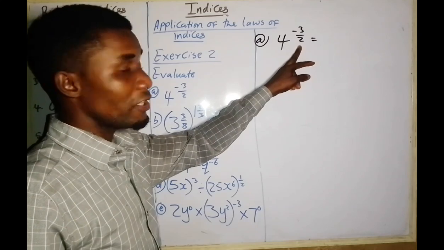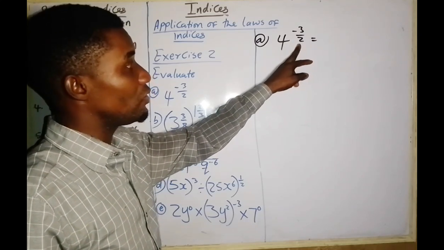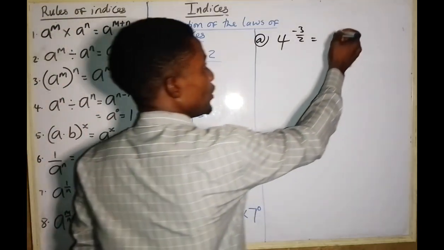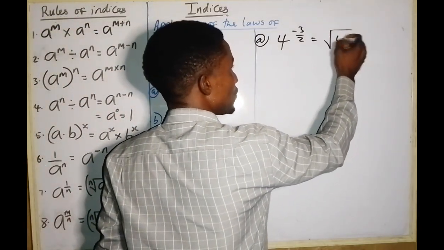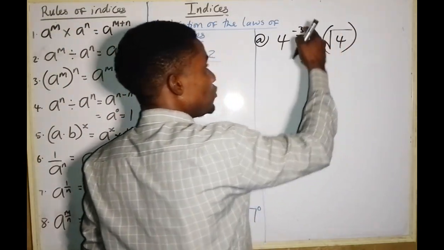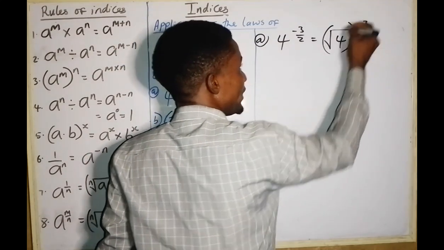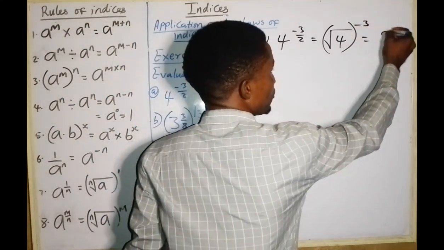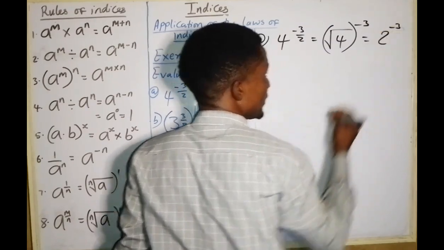In this case, our denominator here is going to be the square root. If the denominator here is 3, that will be the cube root. But in this case, our denominator will be the square root of 4. Now the numerator will be our index, raised to the power of 3. Now the square root of 4 here is 2, raised to the power of 3.